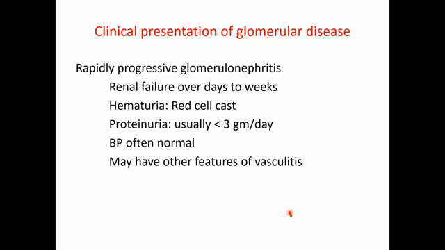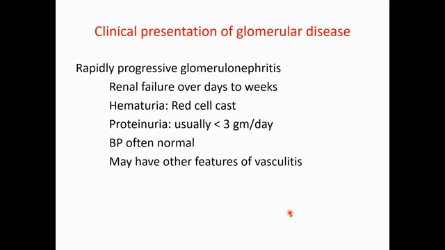Another clinical presentation is rapidly progressive glomerulonephritis. This is one kind of nephritic presentation. This group of patients develops renal failure over days to weeks, and hematuria is present, and there is also red cell cast or WBC cast. Proteinuria is usually mild, BP often normal. That is, there is no adequate time to develop volume overload and hypertension. Though this group presents with a nephritic presentation, the patient's BP may be within the normal limit, and may have other features of vasculitis.